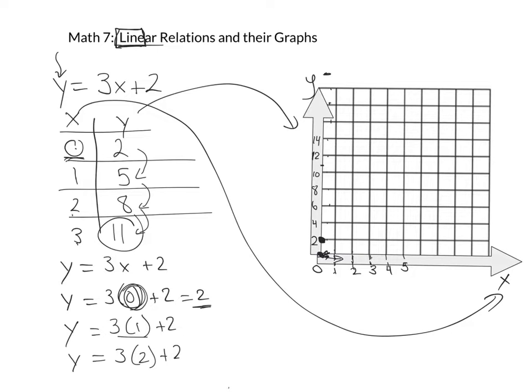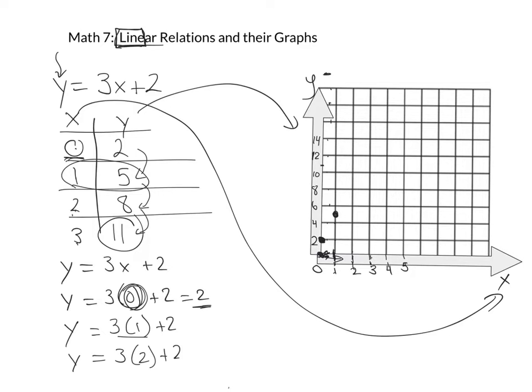Second thing. Let's look at the next one. The next value is 1, 5. So that means go 1 to the right. So here I am. The 5 tells me go up 5. So here's 2, here's 4, 5 will be right in between. I'm going to put a dot.